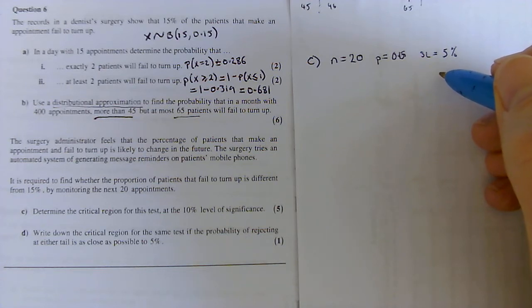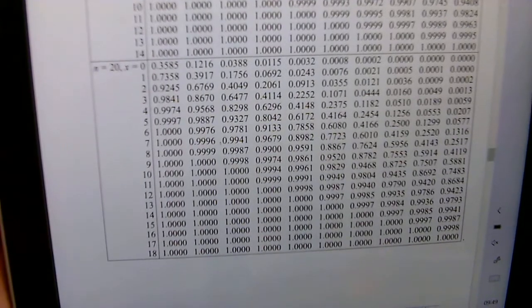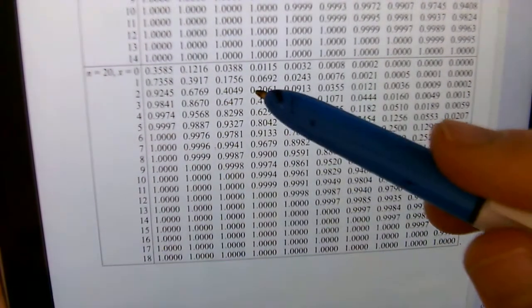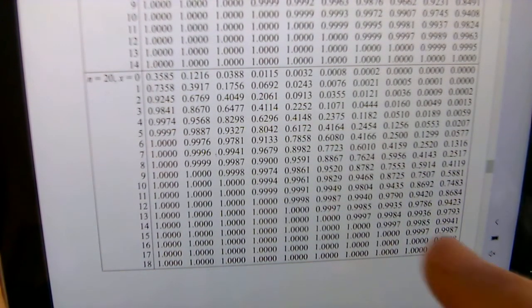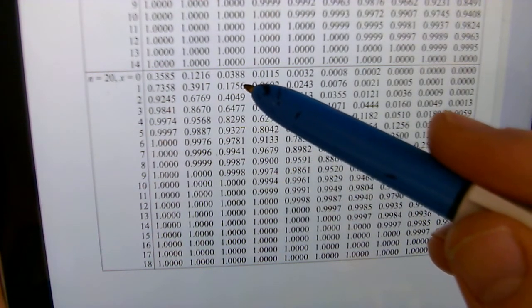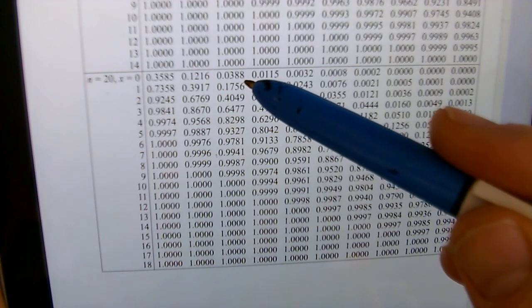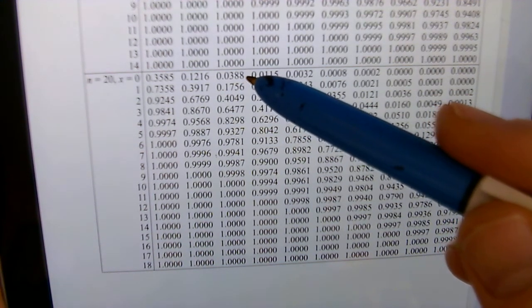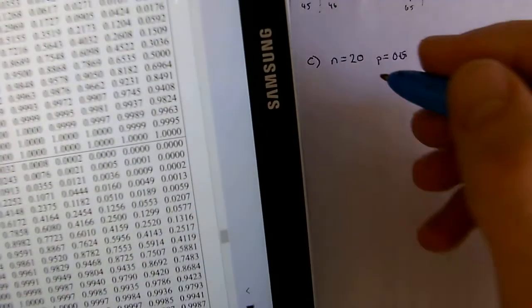So let's have a look at our tables. Hopefully you can see that here. This third column here is my 0.15 table. If we have a look down here, there's only one value here which is less than 0.05, which is my first value. So let's just write that down. Probability that x is less than or equal to 0 equals 0.0388.